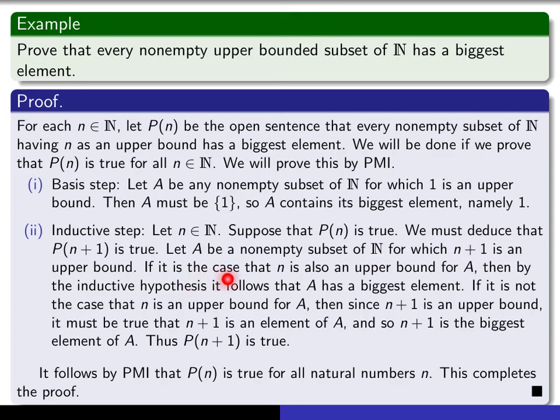Well, if it's the case that n is also an upper bound for A, then by the inductive hypothesis, A would have a biggest element. But if it's not the case that n is an upper bound, then since n+1 is an upper bound, that must mean that n+1 lies in the set, and therefore n+1 would be the biggest element of A. So that proves that P(n+1) is true. And so it follows by the principle of mathematical induction that P(n) is true for all natural numbers n, and that completes the proof.